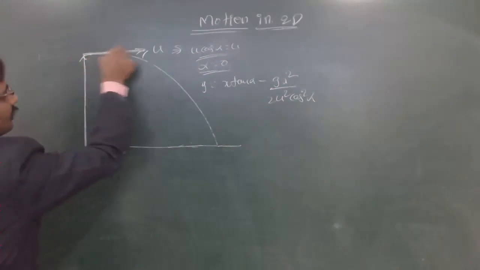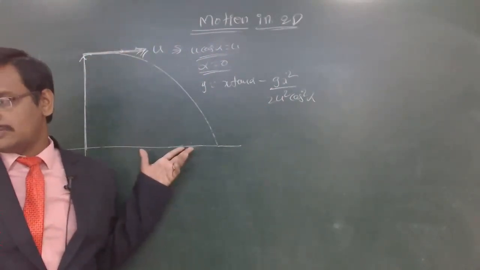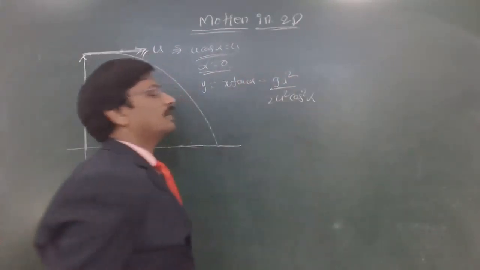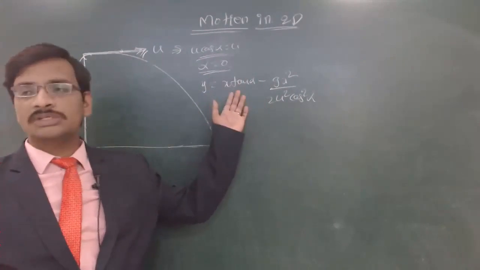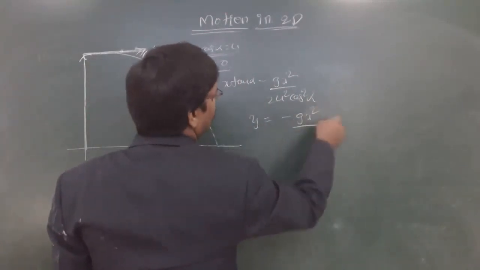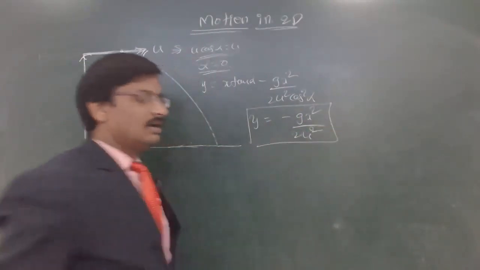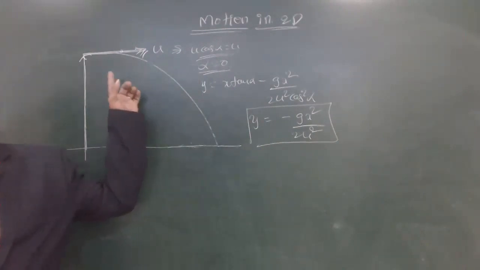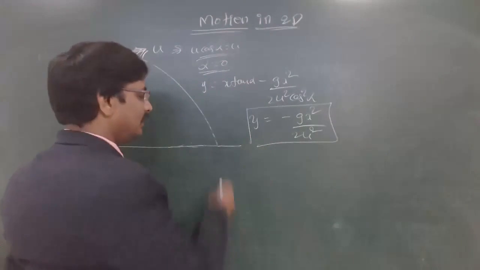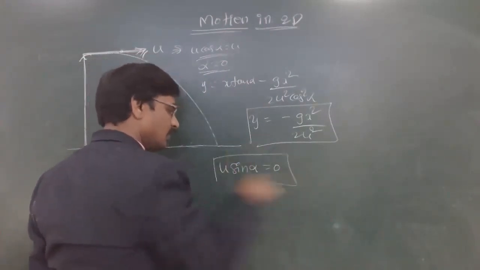So he is throwing with an angle of 0. So the angle of projection is 0 itself. You don't need to worry about it. In this equation, you can treat the angle of projection as 0. Then y is equal to minus g x square divided by 2u square. So this is the equation of the parabola where it is thrown horizontally from the top of the building. And there won't be a vertical component of velocity because alpha being 0, u sin alpha equals 0.